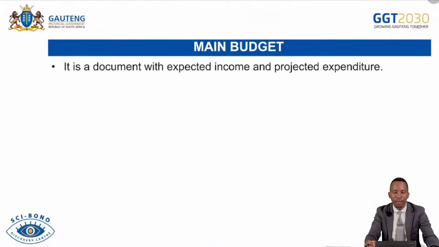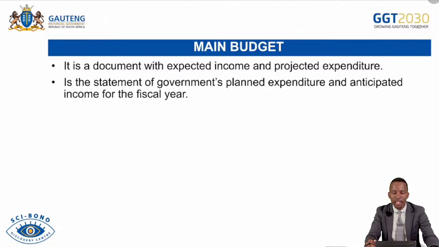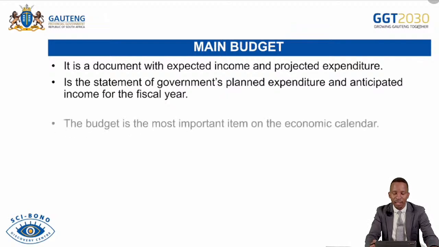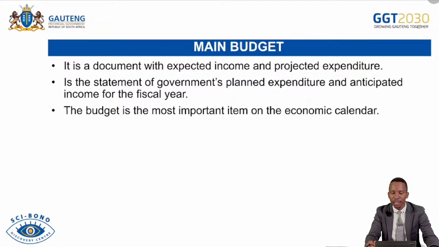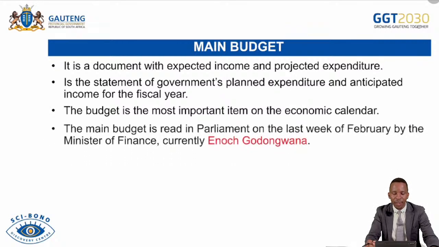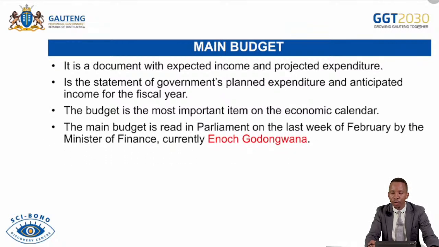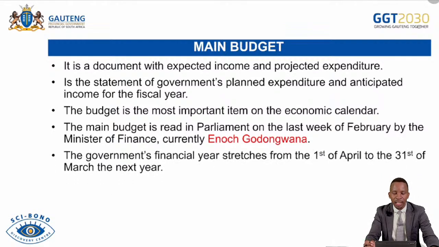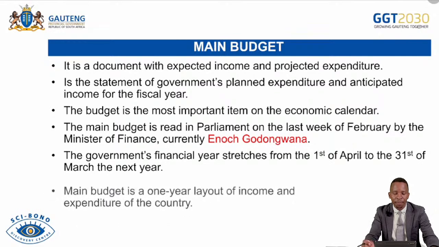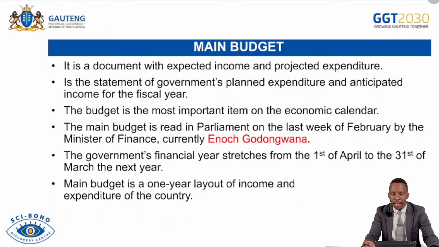The main budget is a document with expected income and projected expenditure. It is the statement of the government's planned expenditure for the anticipated income of the fiscal year. The budget is the most important item of the economic calendar. The main budget is read in Parliament in the last week of February by the Minister of Finance, which is currently Mr. Enoch Godongwana. The government's financial year stretches from the 1st of April to the 31st of March of the following year. The main budget is a one year layout of income and expenditure of the country.